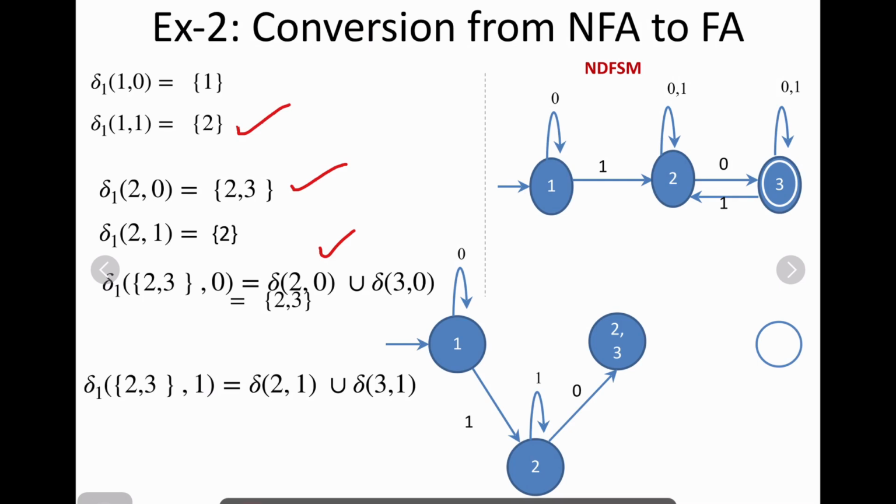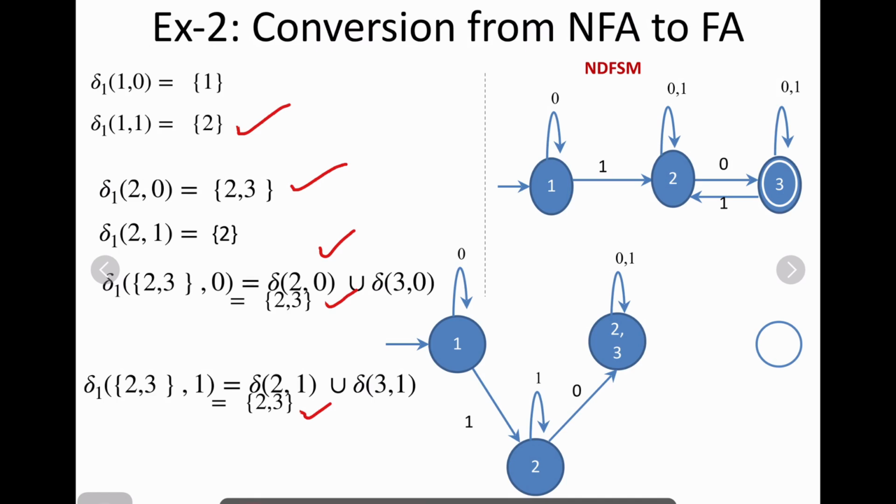Now 2 comma 3 on 1. Again you have to split. 2 comma 1 will go to 2, and 3 comma 1 goes to 3. So if you take the union of both, it will be 2 comma 3. That means 2 comma 3 on 0 and on 1 will go to the same state.